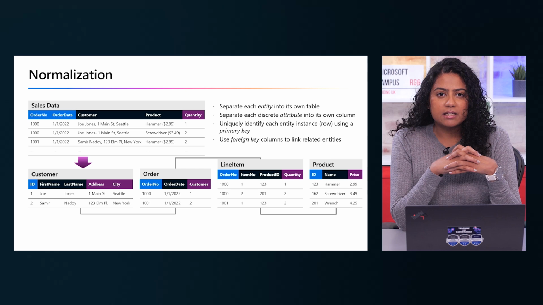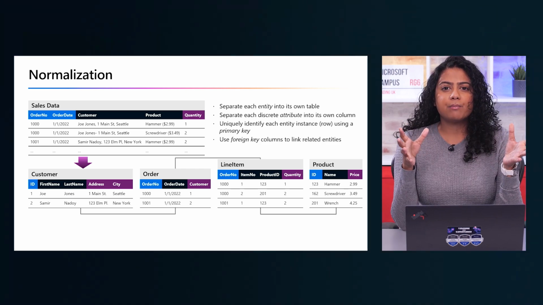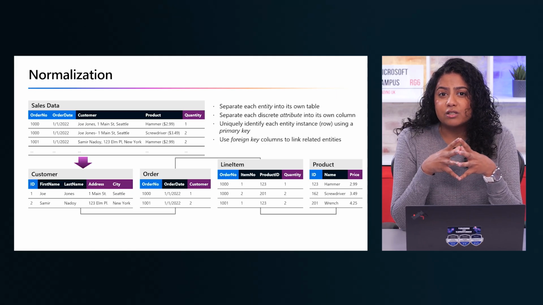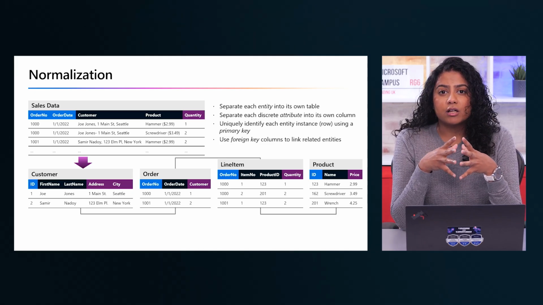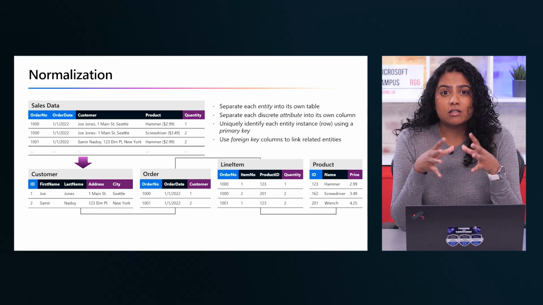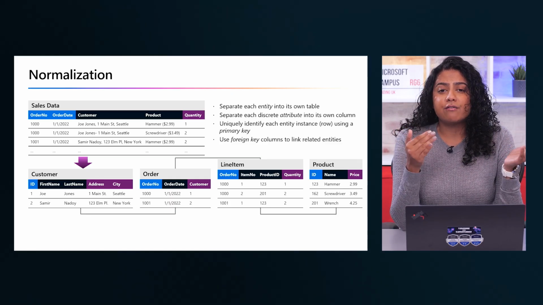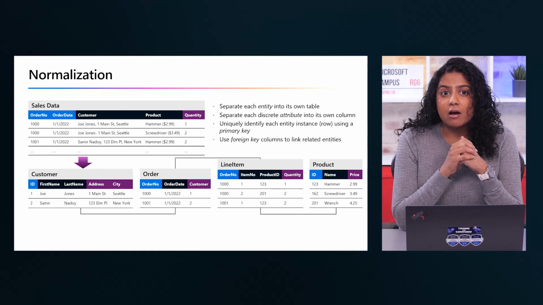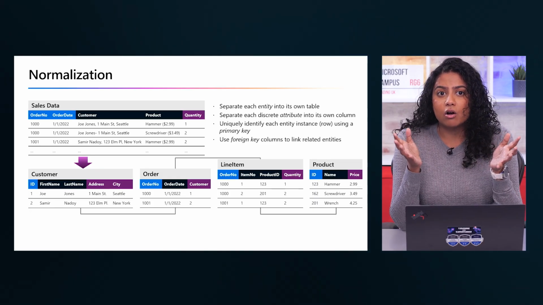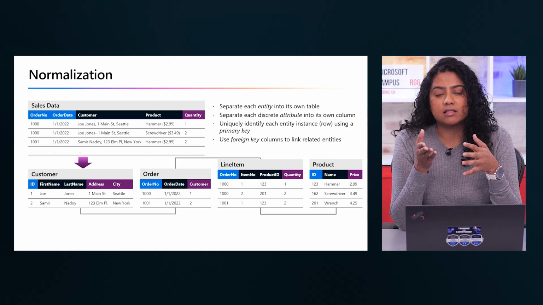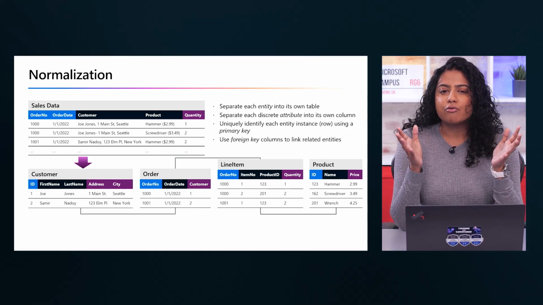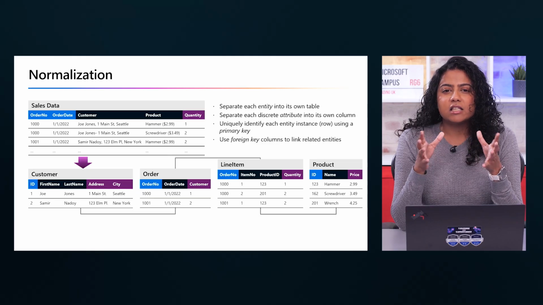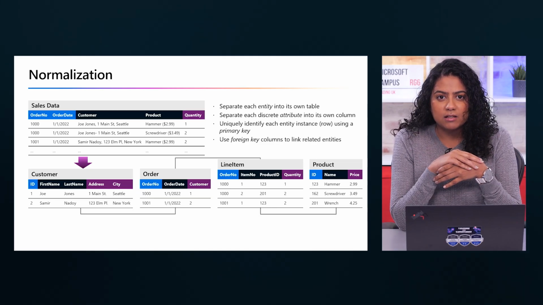Let's start with a simple example. Imagine a company is using a spreadsheet to track its sales, and in that sheet you see customer details, product information, and prices all repeated for every single sale. The same customer's name and address appear over and over again alongside the product names and prices. It's messy, repetitive, and leaves a lot of room for mistakes. This is where normalization comes in.